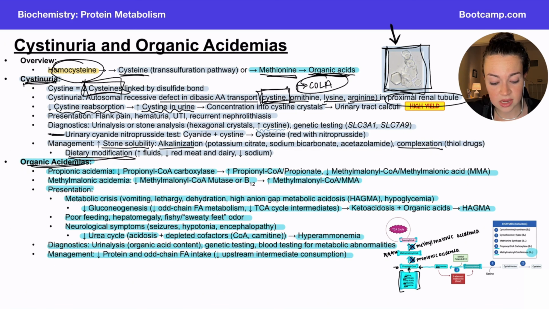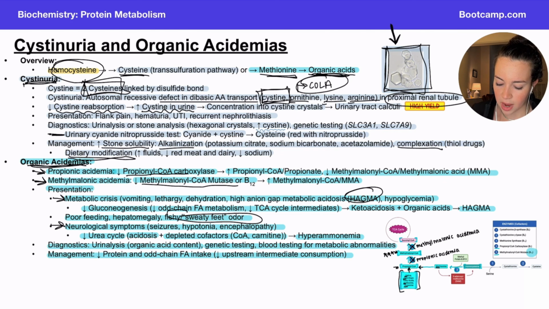Organic acidemias, remember there were 2 major ones that we talked about, propionic acidemia and methylmalonic acidemia. Each of them were deficiencies in different enzymes, but they both have a very similar clinical picture. You'll see metabolic crisis, including a high anion gap metabolic acidosis. You might see a fishy or a sweaty feet odor, neurological symptoms from hyperammonemia. We diagnosed this with urinalysis and genetic testing and blood testing, and our management here was decreasing protein intake to prevent the buildup of the upstream intermediates.